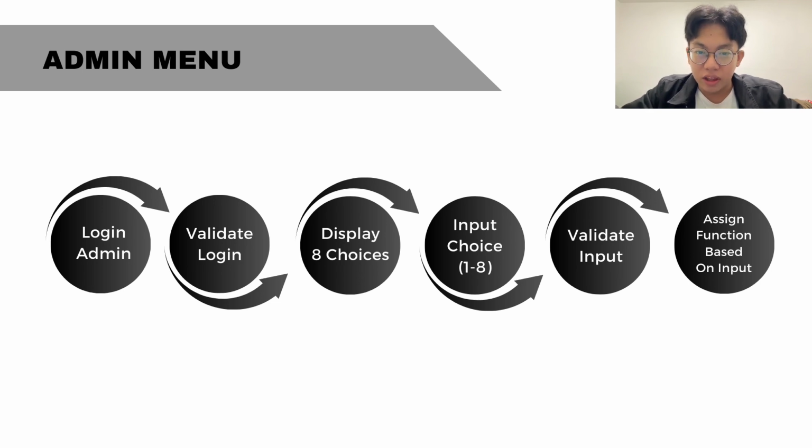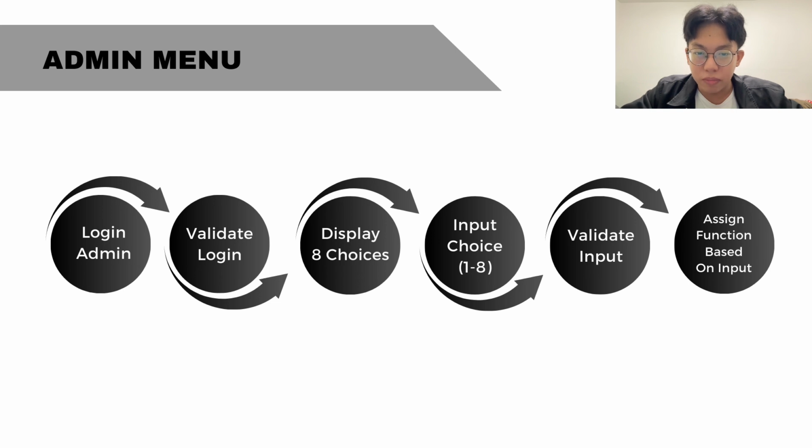These credentials are then validated to ensure only authorized personnel can access the system. If the validation fails, the system denies access and prompts the admin to retry. Once logged in successfully, the admin menu is displayed. The menu consists of 8 choices, each corresponding to a specific functionality. The admin can choose from these options to perform tasks such as view rooms, view employees, record room, and more.